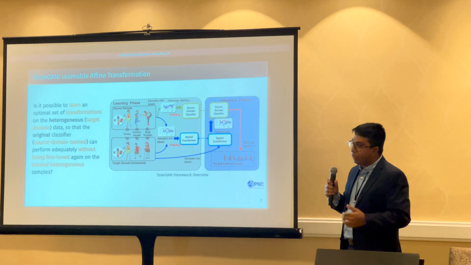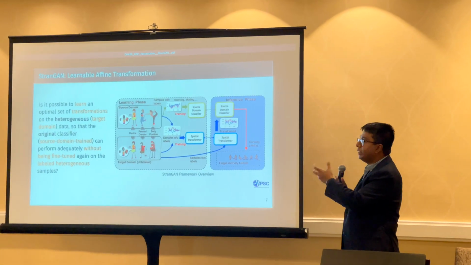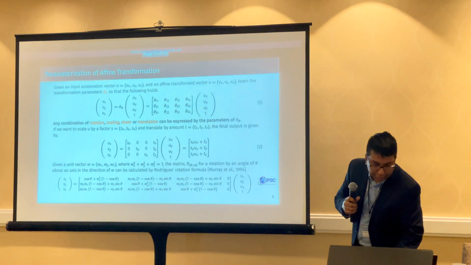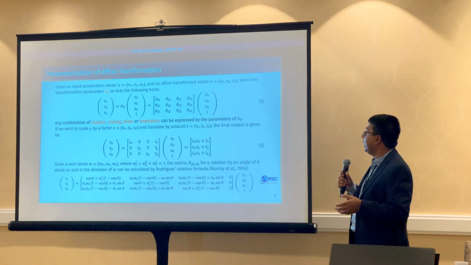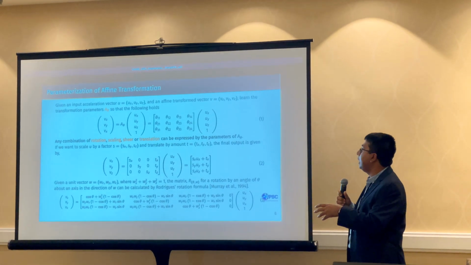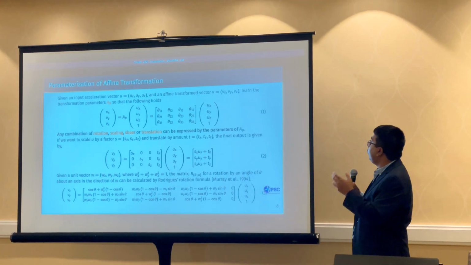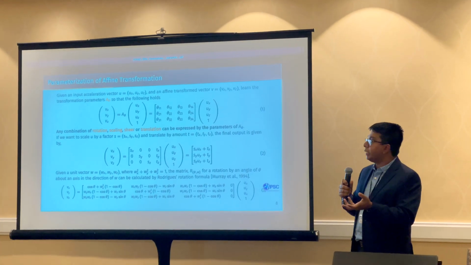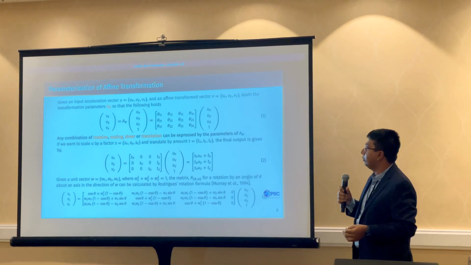Now the question becomes, how do we actually model the parameters of these transformations? It turns out it's actually pretty simple. Any combination of rotation, scaling, shear, or translation can be expressed by a 12-parameter matrix. Given an input acceleration vector u and an affine transform vector v, our problem statement becomes learning the transformation parameters theta so that this equation fits.